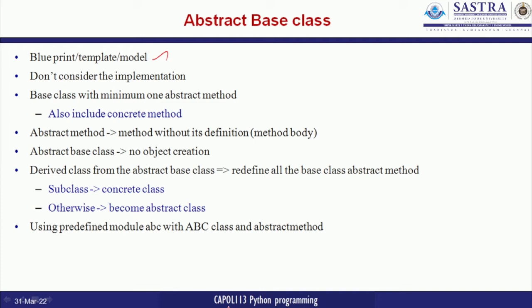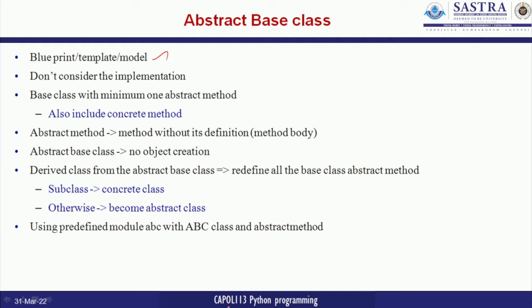Within an abstract base class, it is not necessary to include only abstract methods. We can include concrete methods also. A concrete method is a method that has a definition, that means the implementation part is also present. An abstract method is a method that doesn't have any implementation part. That means within the abstract method we don't have a function body, we include only the function header part.